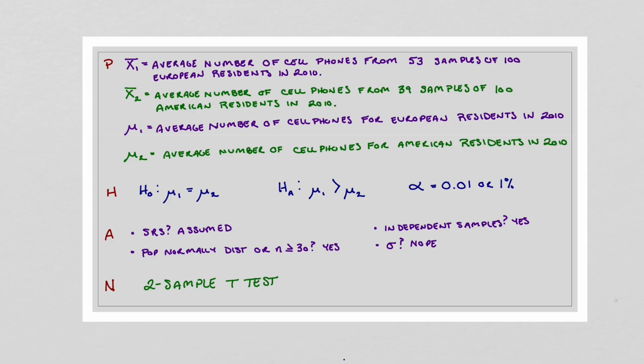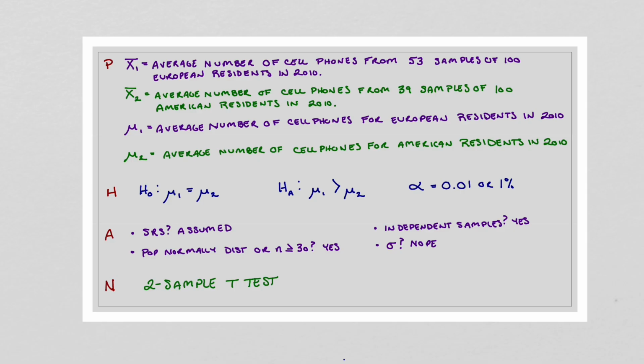Our null and our alternative. So again, the null is assuming that there is no difference between the two groups. So this is why our null is just going to be mu sub 1 is equal to mu sub 2. Our alternative, here we're claiming that the European residents have a higher count of cell phones on average. So we're going to do a right tail test here and have mu sub 1 be greater than mu sub 2. And again, we're going to use a significance level of 1%.